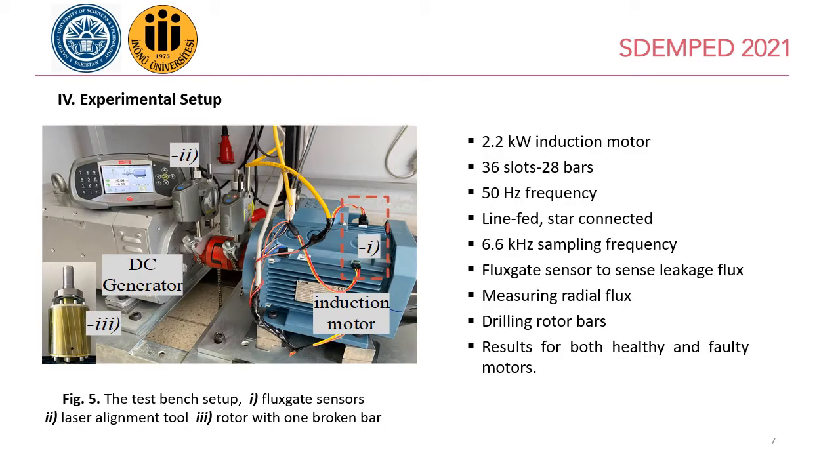This slide shows the experimental setup. The experimental setup was developed for a 2.2 kilowatt, 50 Hz motor, which is star connected. In figure 5, the test bench experimental setup is shown with the laser alignment. One broken bar fault is also shown, and the data acquisition was carried out for both healthy and faulty machines.